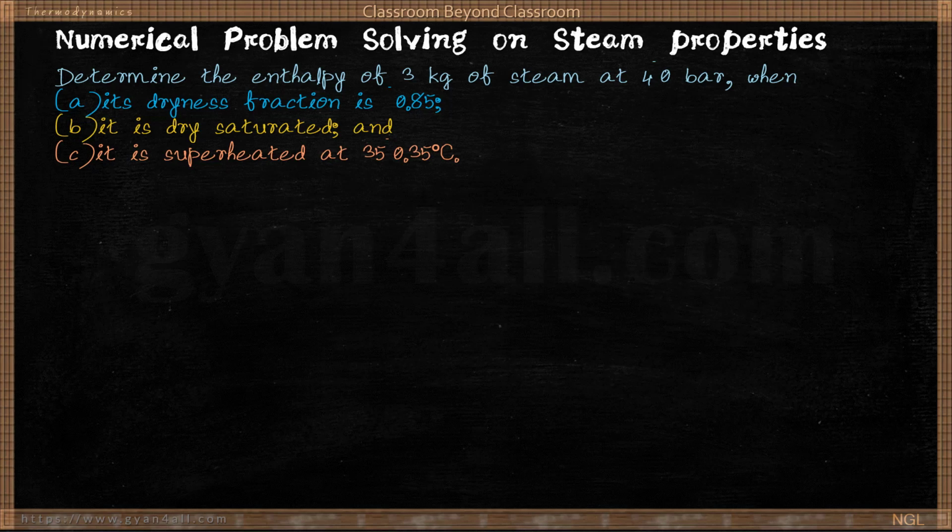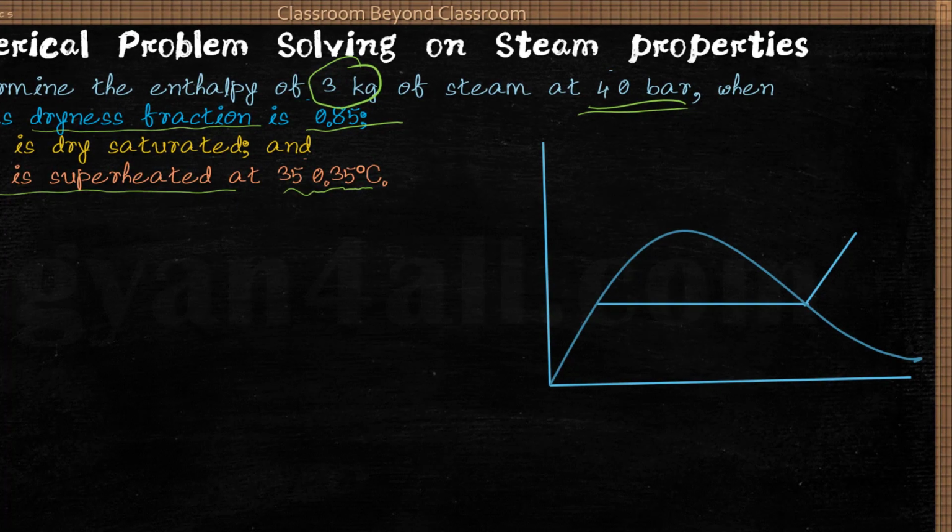Simple numerical problems on properties of steam. Let us solve this first problem first. Determine the enthalpy of 3 kg of steam at 40 bar pressure when it is dry steam, or it is wet steam with dryness fraction of 0.85, or it is superheated at 350.35 degree centigrade. So let us understand the problem first.